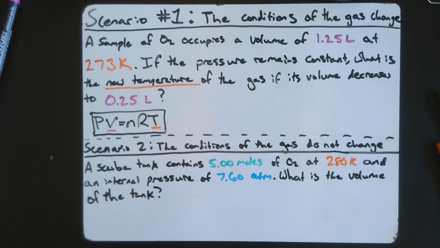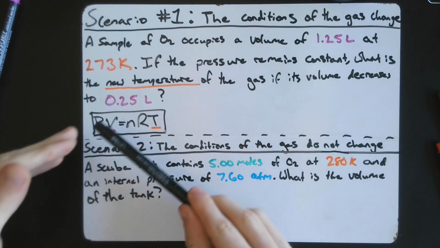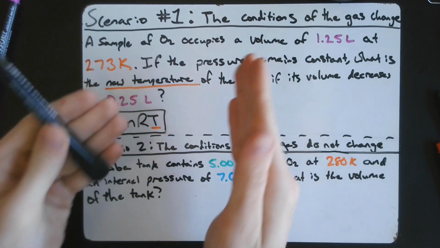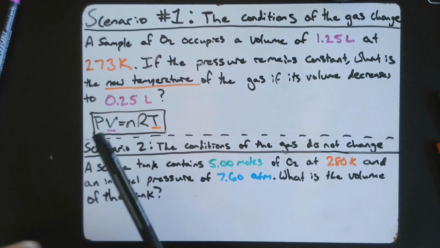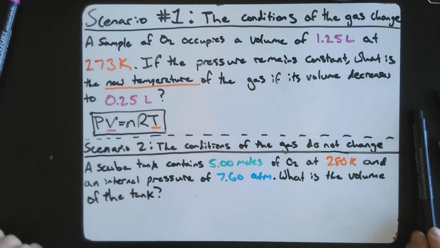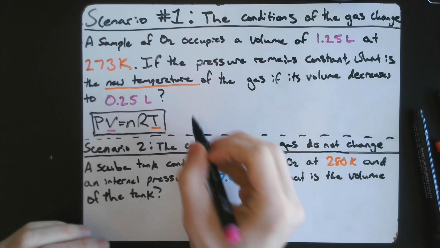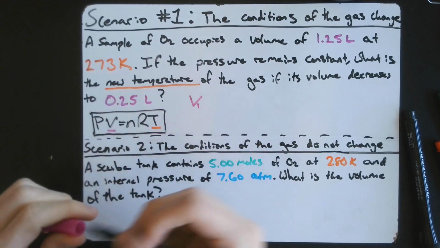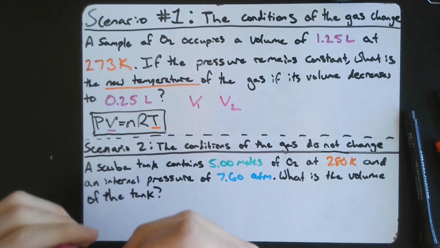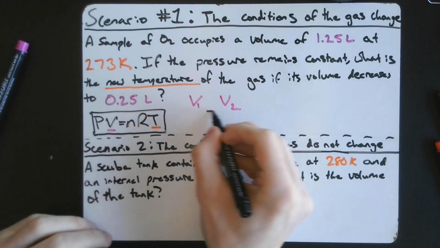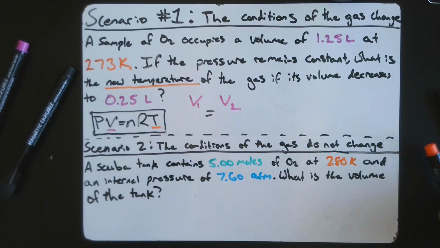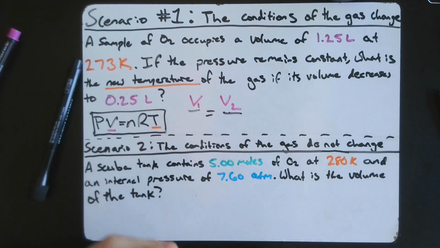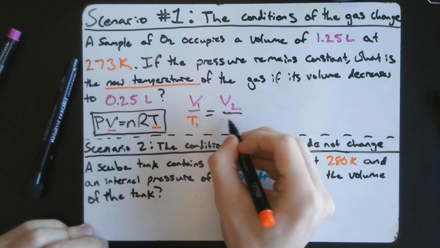R is just a constant. We don't need to use R here because we want to see how the conditions of this gas change. So we're only focusing really on volume and temperature. And if you know your gas laws, then you should know that this is actually Charles's gas law. V1 over T1 equals V2 over T2.